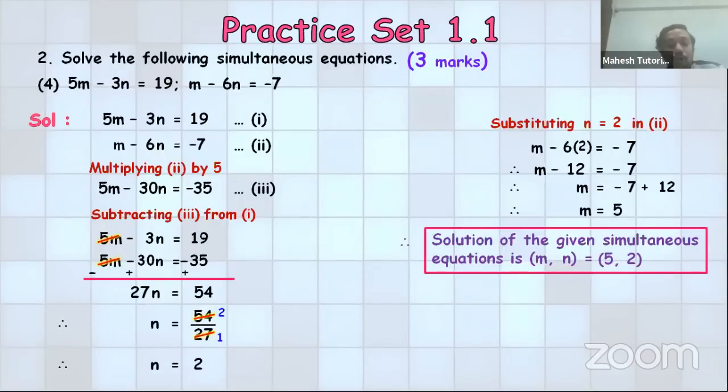I hope that all the steps of this sum are quite clear to each and every student. Okay. See students, it's quite easy. There are just certain steps that we need to follow. Once you follow those steps properly, automatically you will get the values of both the variables. Take care. Now let us consider one more sum.